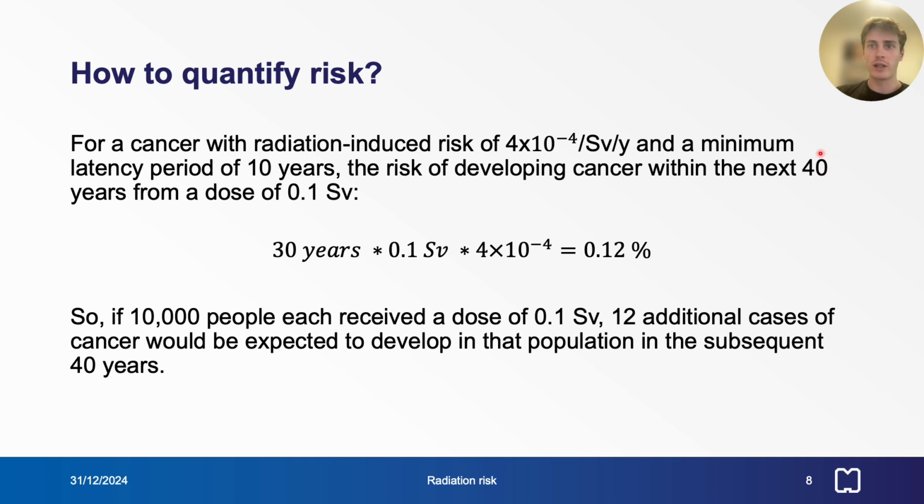So in the next 40 years, we have to exclude the latency period of 10 years. So we can multiply our risk factor by 30 years. We also know that the dose is 0.1 sieverts, so multiplying our risk factor with that dose, we get 0.12%. So if 10,000 people each receive a dose of 0.1 sieverts, the 0.12% results in 12 additional cases of cancer that can be expected to develop in that population in the subsequent 40 years.